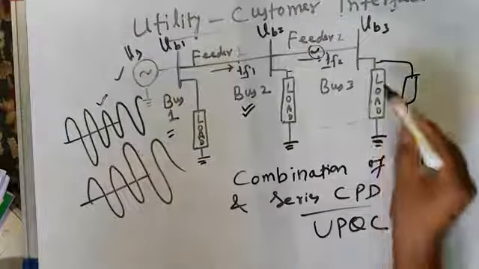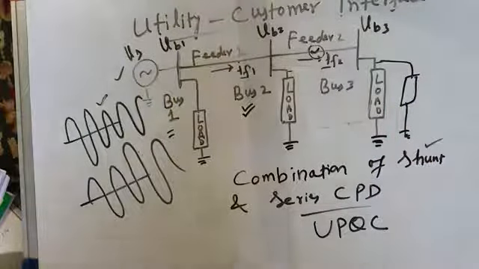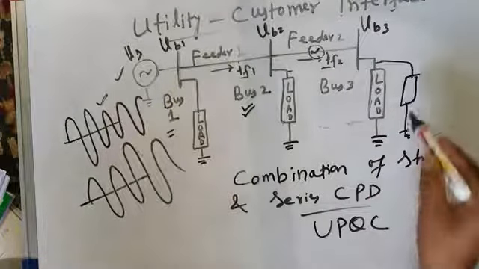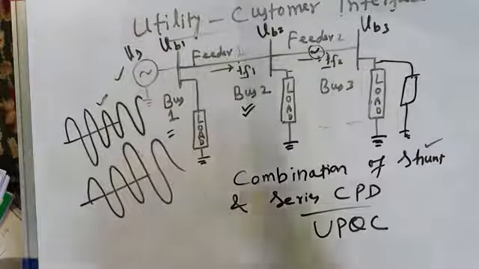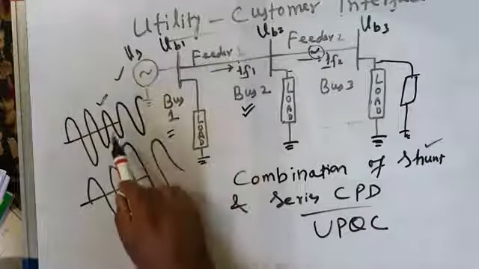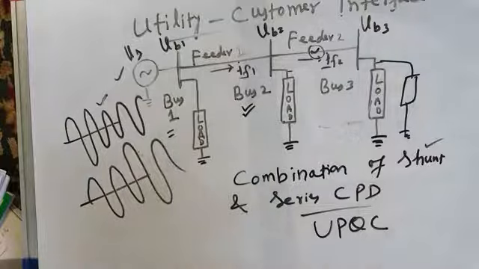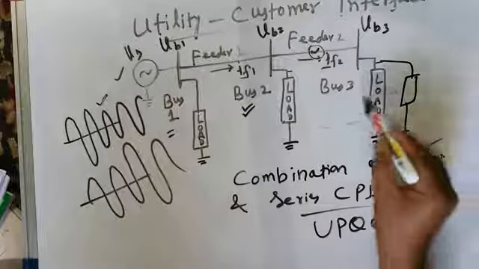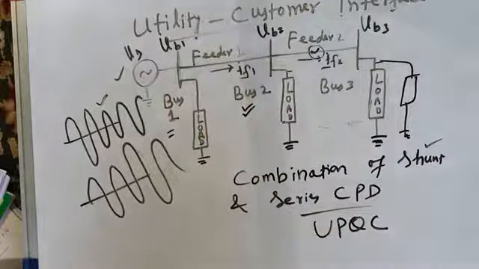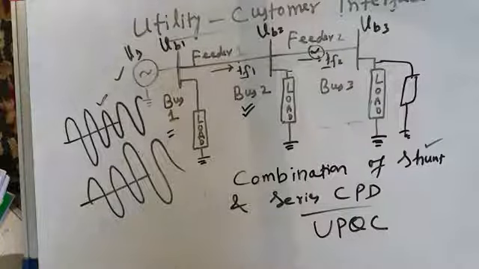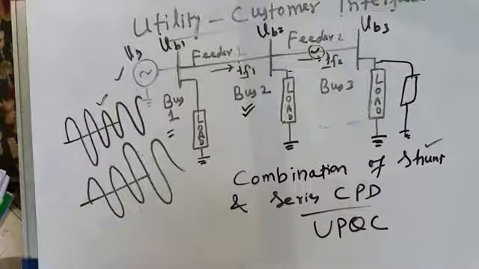So therefore, if some of the loads or groups of loads are polluting type, the only solution to the problem is to install a shunt connected custom power device. If the voltage is polluting type, it has distortions, sags, swells, flickers, then a series type custom power device has to be connected. And if both problems are there, you need to compensate the load as well as the source voltage, then a combination of shunt and series type custom power devices is needed at a particular bus to take care of power quality issues due to the current and power quality issues due to the voltage. So this is about utility customer interface.